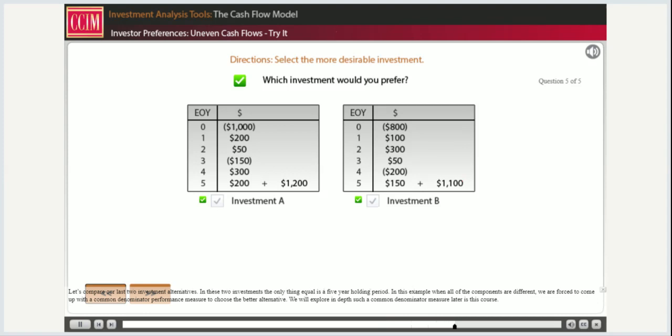In this example, when all of the components are different, we are forced to come up with a common denominator performance measure to choose the better alternative. We will explore in depth such a common denominator measure later in this course.